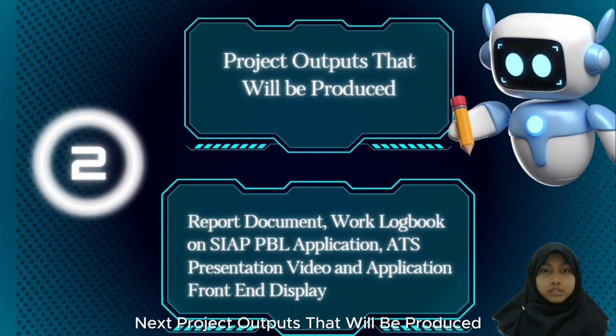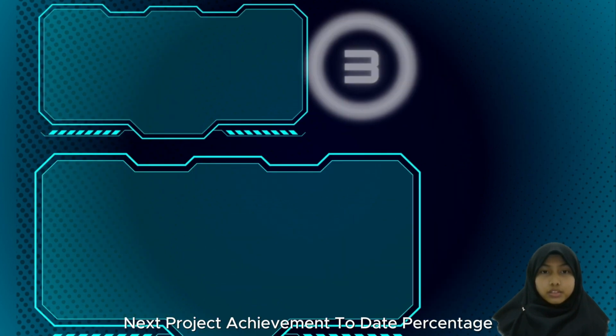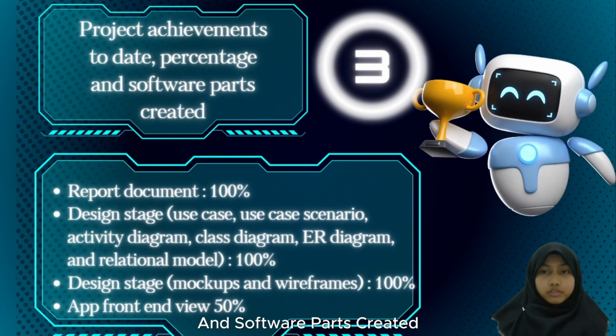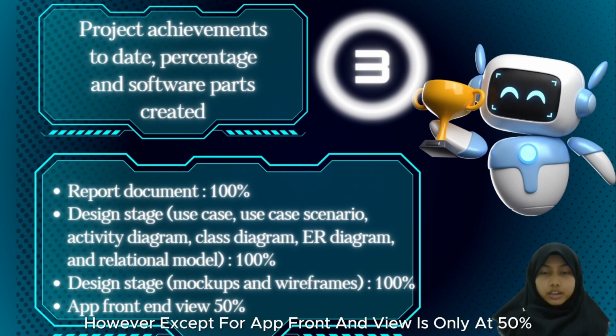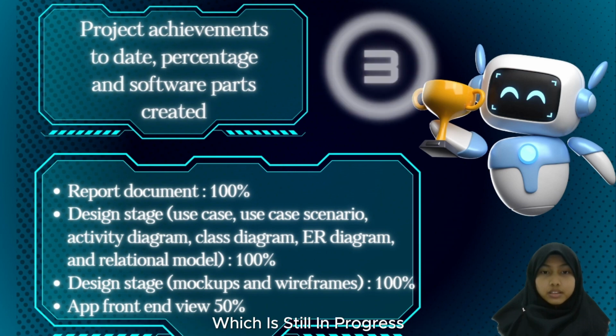Next, project outputs that will be produced. There are report document, work logbook on CPBL application, ATS presentation video, and application front-end display. Next, project achievement percentage and software part credits. The report document is already 100%, indicating it's complete. Similarly, design stages such as use case, mockups, etc. have also reached 100% completion. However, except for the front-end view, it's only at 50%, which is still in progress.